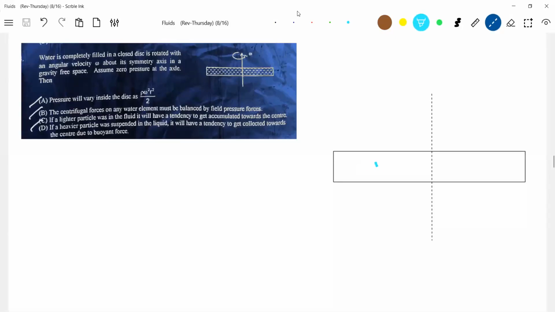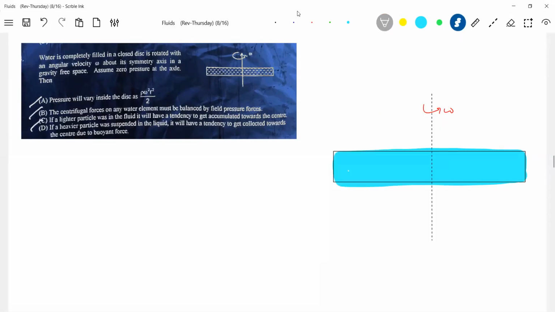Everything inside the liquid is present. Okay, I'm going to spin it. Okay, I think none of the ends. So he's given: assume zero pressure at the axle. Then he's asking, okay, what is the method involved in such a problem?